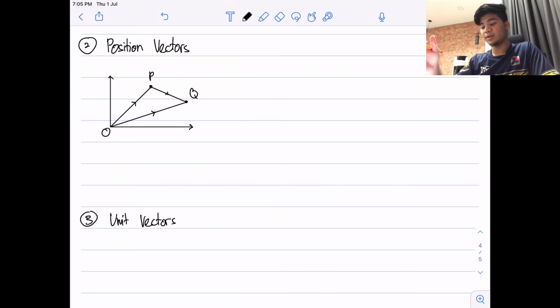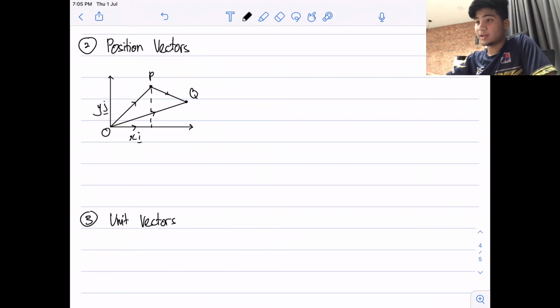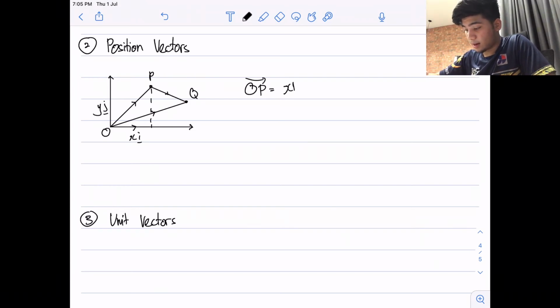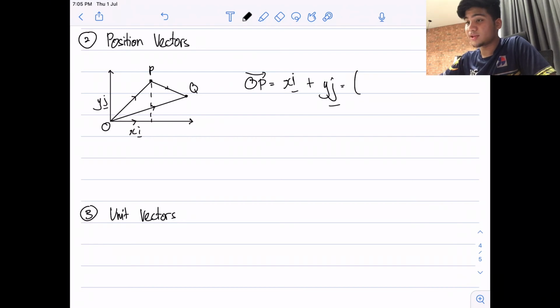Okay? So that means the position vector of P is actually some value of x here and some value of y over here. Okay? But remember, it's going to be yj and xi. Okay? So basically, position vector OP is equal to xi plus yj. Okay, it could be minus, it could be negative or anything. Or easily, you can just write the column vector x, y.